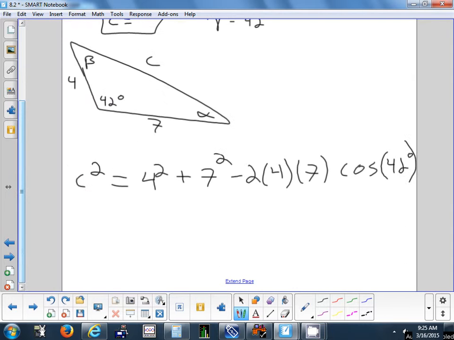All right, so let's go through and do that. So we get c squared equals 4 squared is 16, 7 squared gives me 49. What's 2 times 4 times 7? Right? 56. Cosine 42.